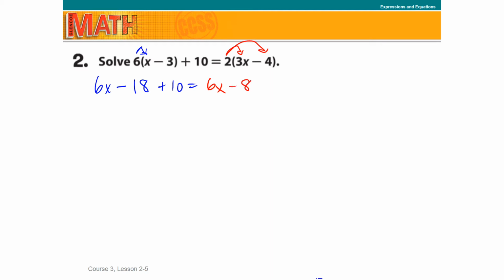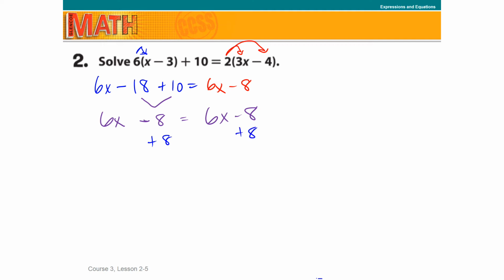So now let's combine like terms. Let's start on the left hand side first. So let's combine the negative 18 and the 10. That gives us negative 8. So we'll have 6x minus 8 equals 6x minus 8. Now I don't know if you see it, but this is the exact same expression on both sides. So when we end up with the same equation on both sides, that is going to say our answer. I mean, we can work it out and you'll see it.